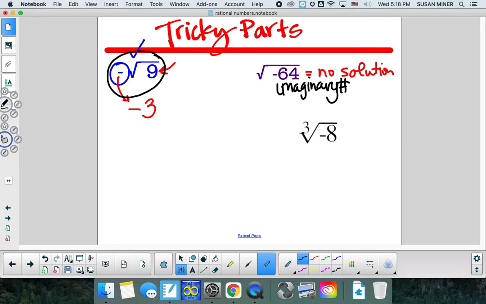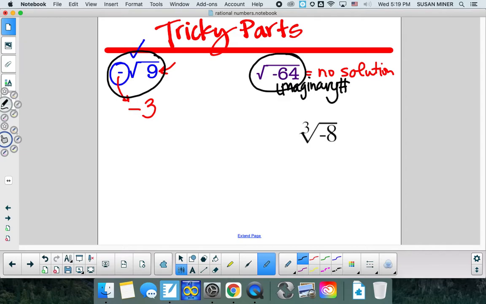We talked about the real number system in this unit, and one of the other number systems is called the imaginary number system. You'll talk about that later when you get into higher levels of math. But a negative square root is an imaginary number. So if we ever end up with the square root of a negative number, we cannot calculate that in the real number system. So we're going to say it's no solution.